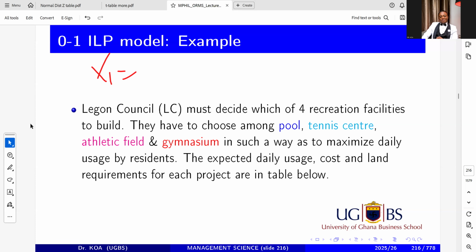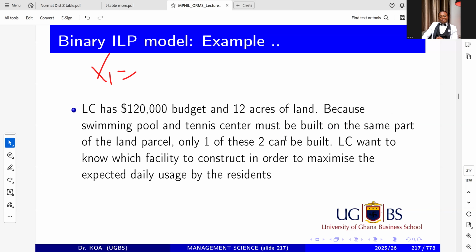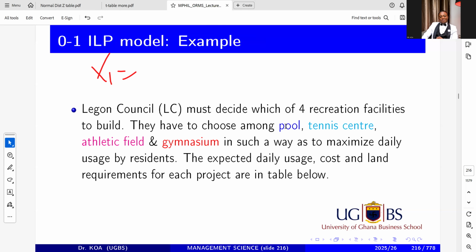You can never say that X1 is the construction of a swimming pool or table tennis. Never. Because the construction of a table tennis has nothing to do with a swimming pool. You can't use these other constraints, which we shall come to, to define it. Because swimming pool and table tennis must be built on the same piece of land, only one can be built. You can't use that to define the objective function, the decision variables.